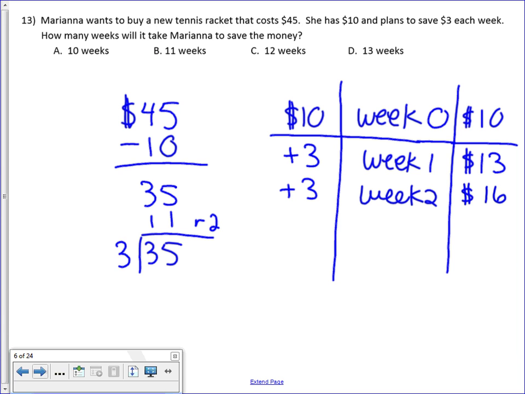So do not mark this one here. This is not right. It's not 11 weeks. It's actually going to take her 12 weeks to save enough money to buy the tennis racket. She'll have money left over, but it's still going to take her 12 weeks. You can't go into the store with less money than you need. Again, you could continue this table over here by just adding 3 each week. Week 3, and that would have been $19. And then you can kind of see from there how many weeks it's going to take you.